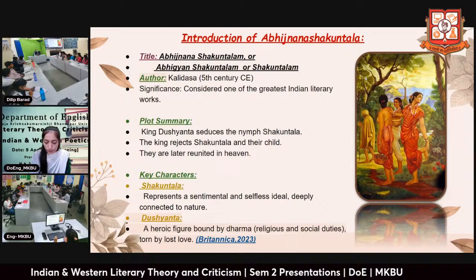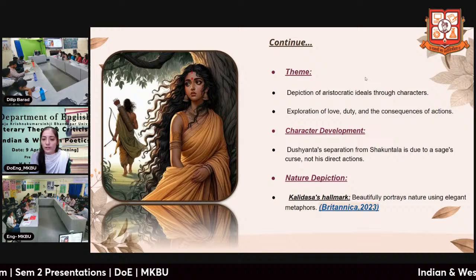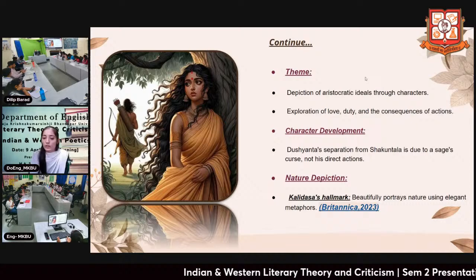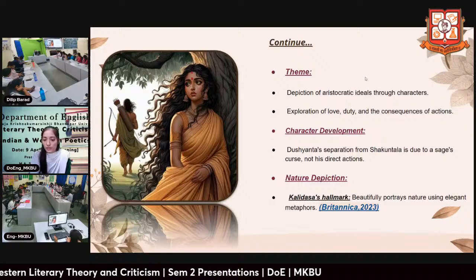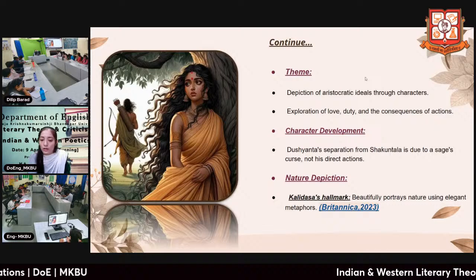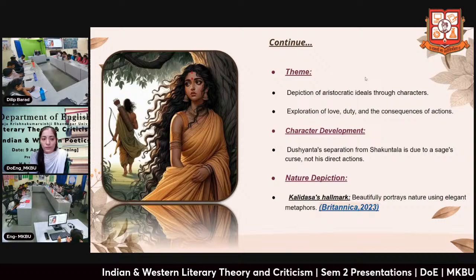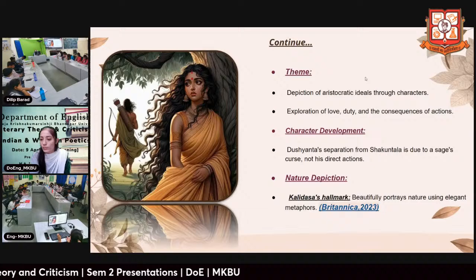We can find the theme of aristocratic ideals through characters, and the exploration of love, duty, and consequences of actions. For character development, we can find that Dushyant's separation from Shakuntala is due to the sage Durvasa's curse, not his direct actions. Nature depiction: Kalidasa is obsessed with nature, he always depicts it in full blossom form, as we can find in Kumarasambhava or his other works. This is also taken from Britannica.